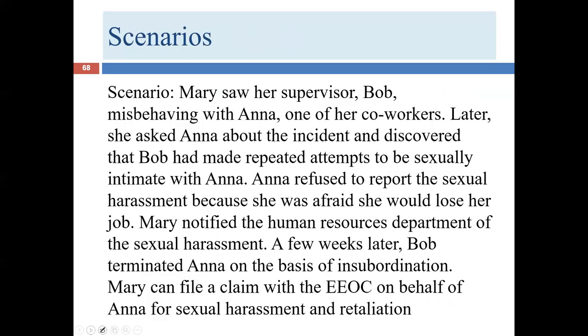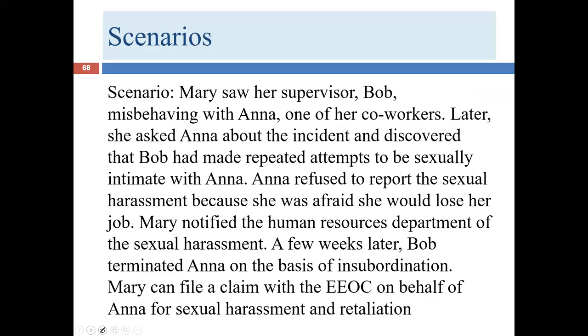So Mary sees her supervisor Bob acting out with Anna. Later, she asks Anna and discovers that Bob has been engaging in this behavior with Anna pretty regularly. But Anna doesn't want to lose her job, so she doesn't want to report it. Under these situations, Mary, even though Mary hasn't been harassed at all, should notify the HR department about this concern.